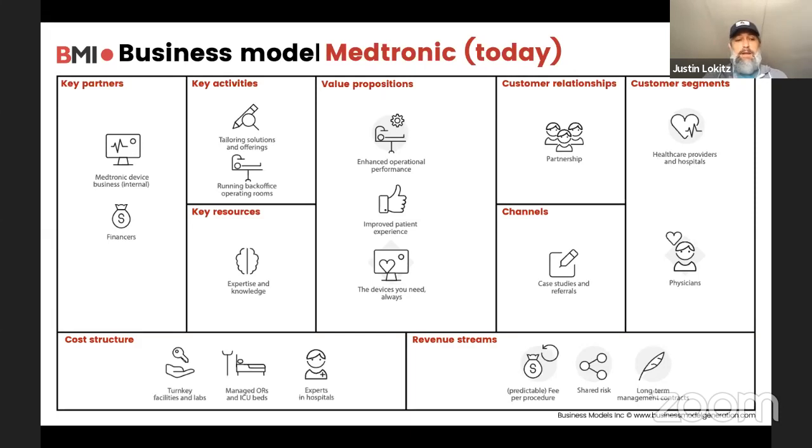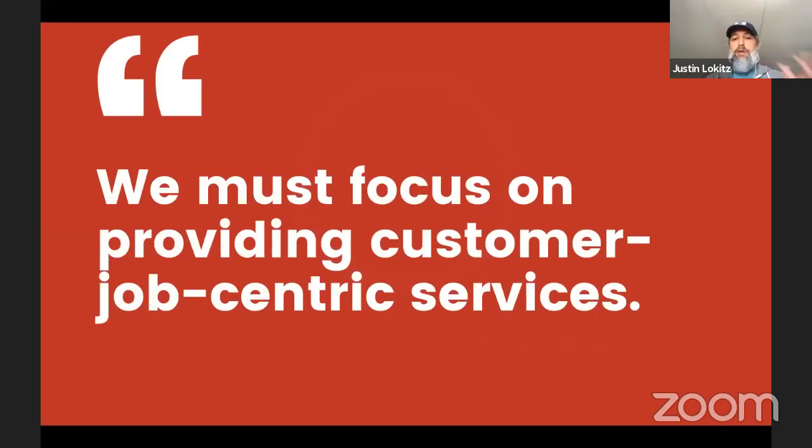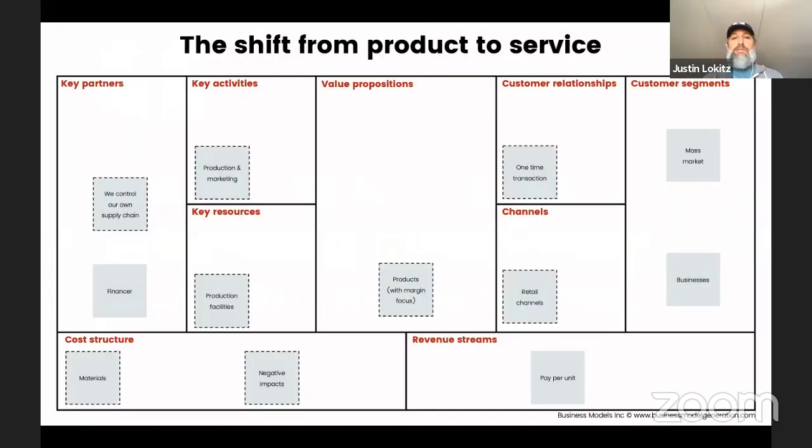And of course, the cost structure is helping to build whole turnkey solutions and labs inside of hospitals, but also putting experts in those hospitals is a big cost because again, Medtronic really wants to see this stuff through and sees itself as a partner in the hospital, leasing technology to the hospital based on procedures, based on the effectiveness and efficacy of its devices, and not on actually just buying devices. Now, I'm going to give this quickly. Our point of view is, we must focus then on providing job-centric services. And often now in this day and age, it also means digital jobs and services to get that done.